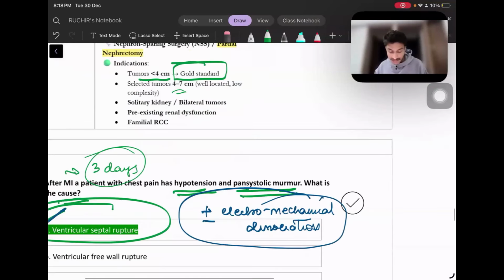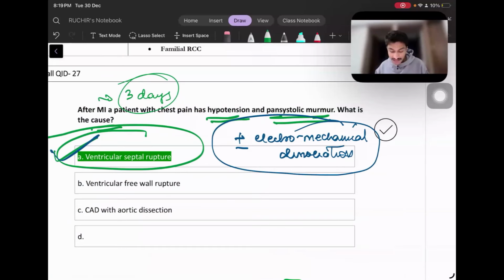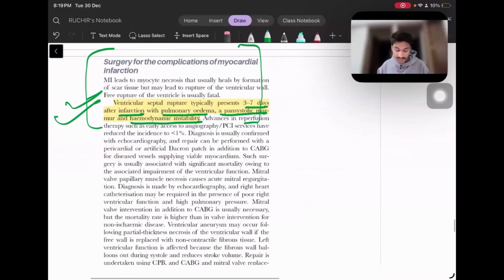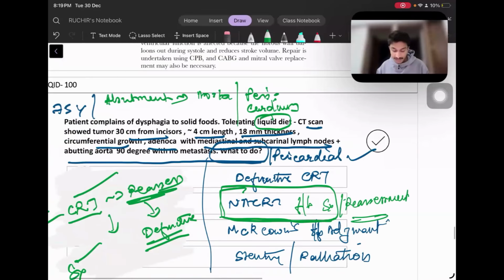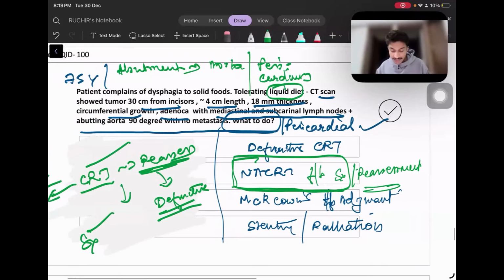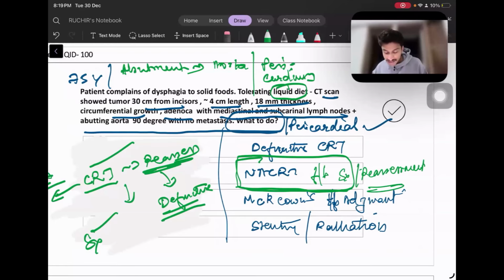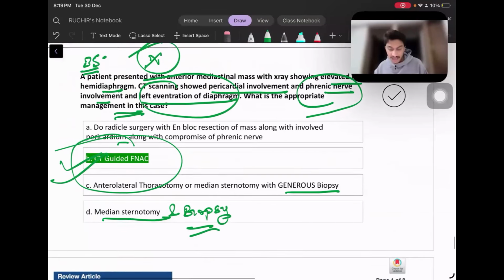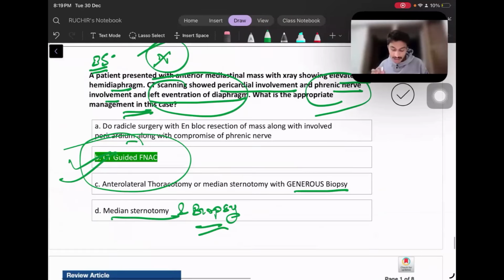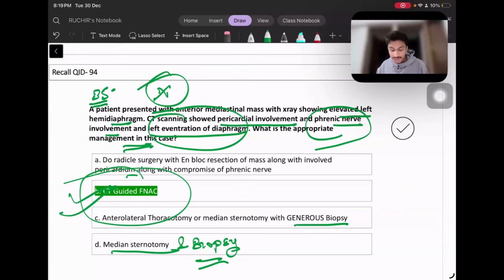MI post 3 days with chest pain, hypotension, pansystolic murmur, classically from Bailey, ventricular septal rupture. Locally advanced esophageal tumor with abutment of the aorta, pericardium, and lymphadenopathy. So in this, neoadjuvant therapy, reassessment followed by surgery is the best answer. Intermediate renal mass, locally advanced, I think, with pericardial and phrenic involvement: appropriate management first would be CT guided FNAC to get a histopathological examination done.